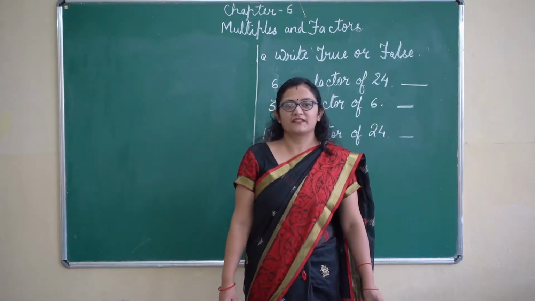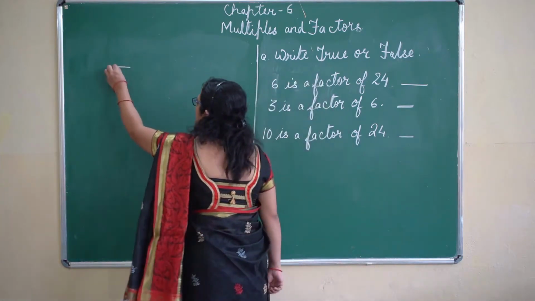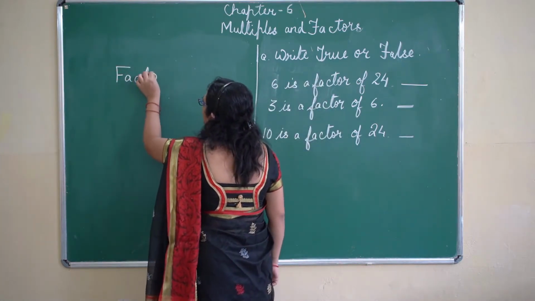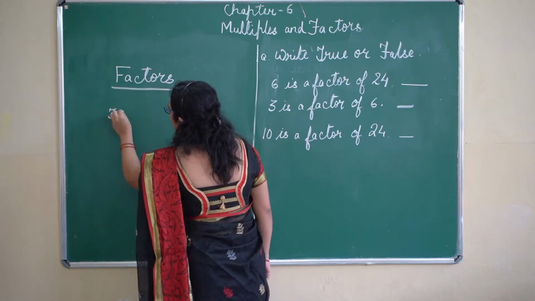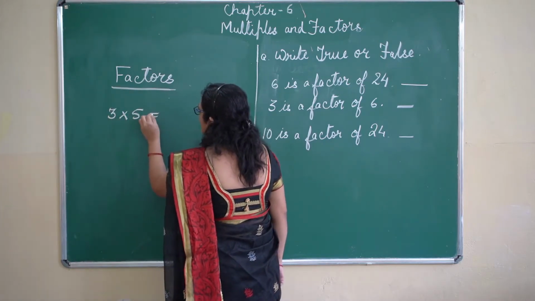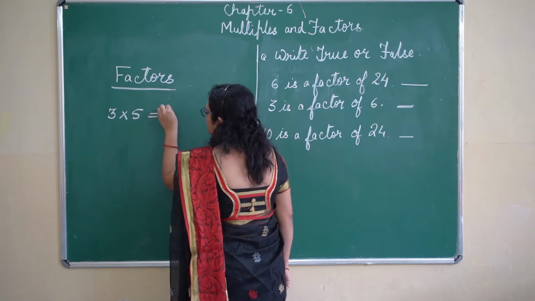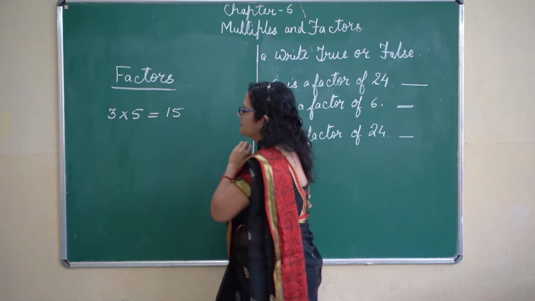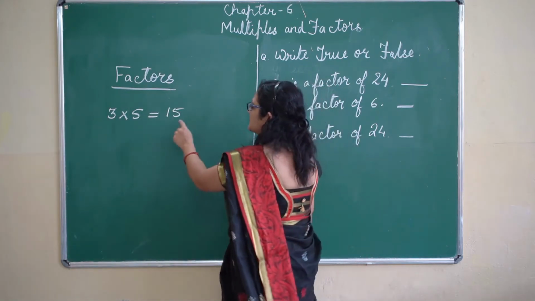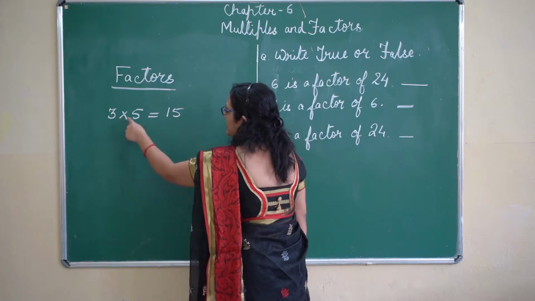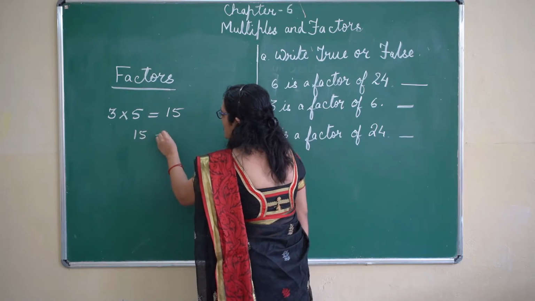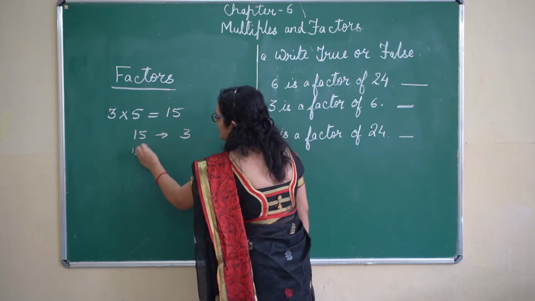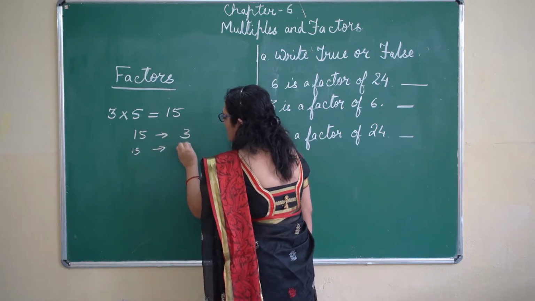Now our next topic is factors. What is factors? Okay, let us understand this by an example. From the multiplication table I take an example that 3 multiplied by 5 is equal to 15. Means 15 is a multiple of 3 as well as 5. 15 comes in the table of 3. 15 comes as well in the table of 5.